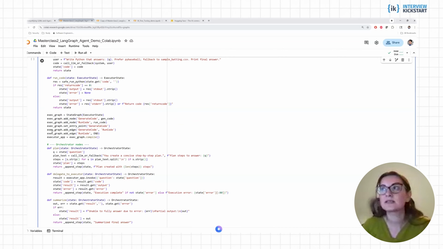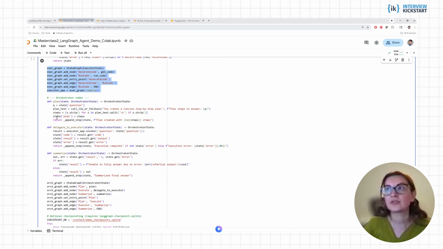Now you can see the executor graph. These are the different nodes and how they communicate with each other. We first start, then we go to generate code, then we run code, and then after that we end. Depending on whether we have failed or not, we can run code again or we can skip. And after all of this, we end, and then we compile our graph here.